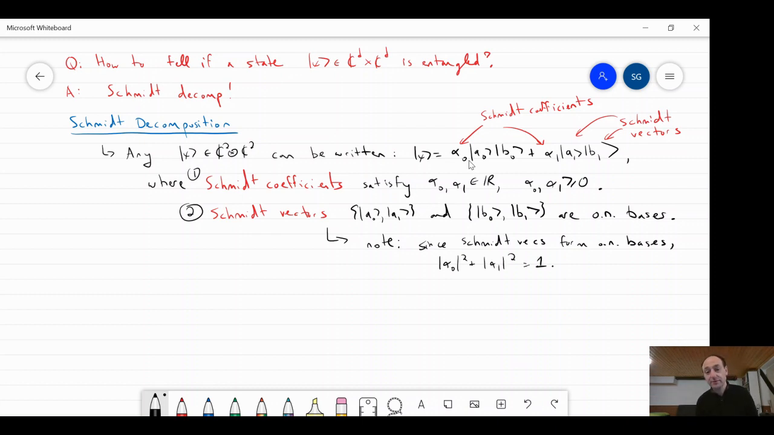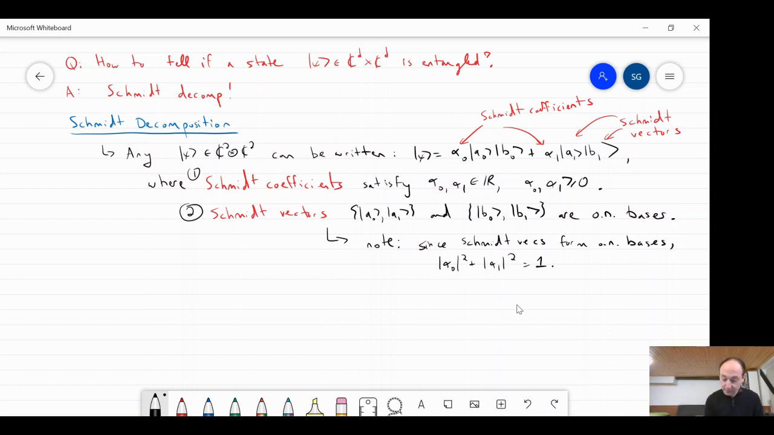You have to be a little bit careful. If these vectors were not orthonormal to each other, they could have some overlap, and then the sum of the squares of the amplitudes wouldn't have to sum to 1 anymore, because the overlap between these two vectors would account for that lack of normalization.